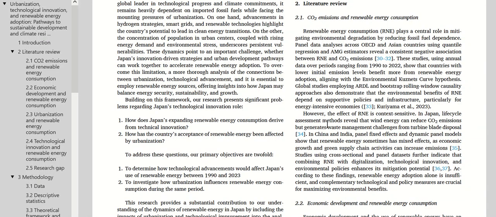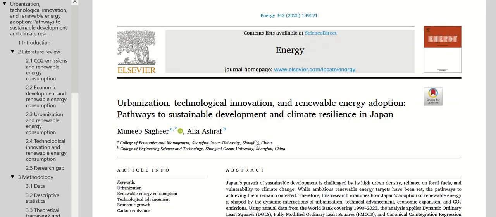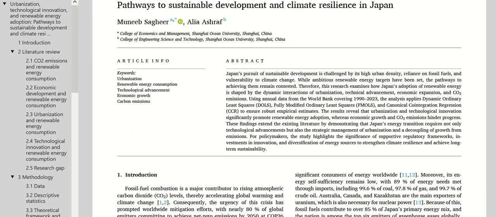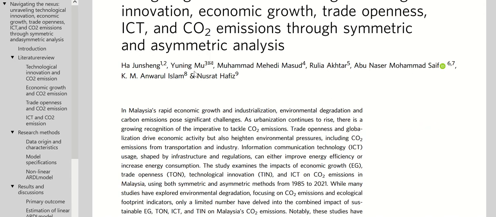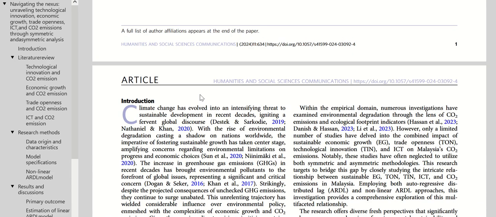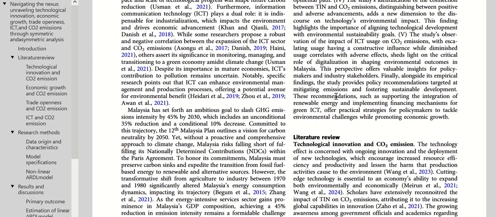This one is our paper. Last time we learned about the abstract and introduction. Now we are going to the literature. The first one is technological innovation and CO2 emission.